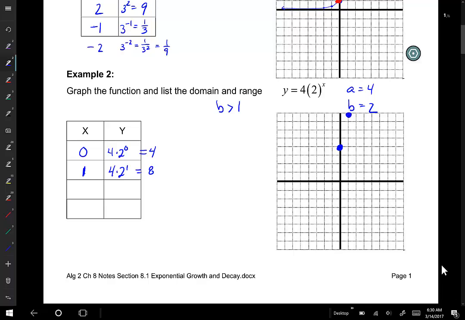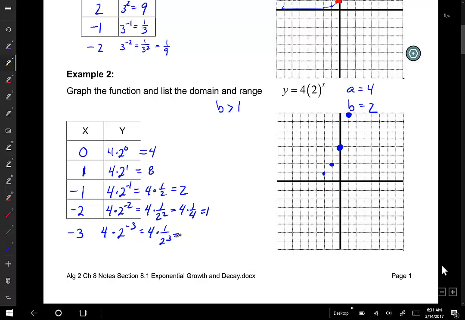We can't go any further vertically, so let's go negative. 4 times 2 to the -1 is 4 times 1/2, which is 2. So at -1, it's at 2. You see there's already this decreasing happening here, so let's go to -2. 4 times 2 to the -2 is 4 times 1/2 squared, which is 4 times 1/4, and that's 1. So at -2, we're at 1. At -3, we have 4 times 1/2 cubed, that's 4 times 1/8, that's 1/2.